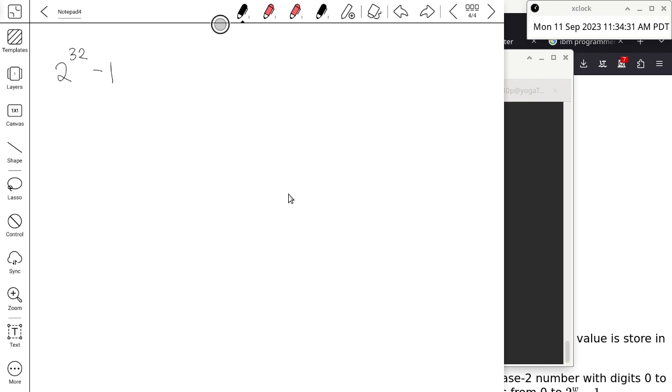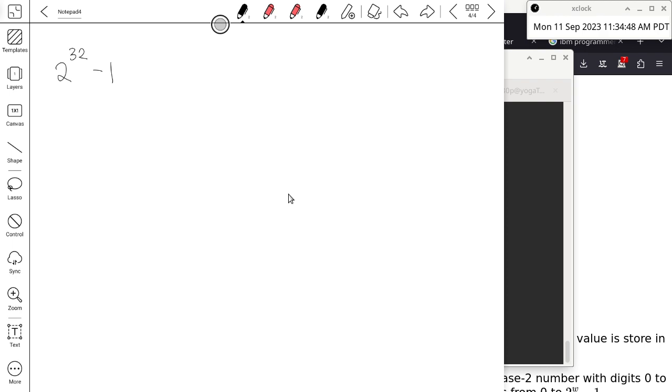One is you look at 32 ones, and then you add up all those powers of 2, which means you are adding 1, 2, 4, 8, 16, and so on, until you get to 2 to the power of 31. Then you end up with 2 to the power of 32 minus 1. That's one way to do it.